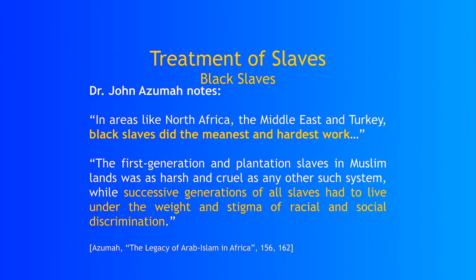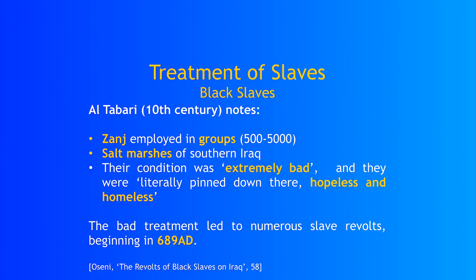Dr. John Azuma, again, the one we referred to, did his doctoral thesis on this very problem and mentions this. Let's go back and see what he says. And this is in his book, The Legacy of Arab Islam in Africa. In areas like North Africa, the Middle East, and Turkey, black slaves did the meanest and hardest work. The first generation and plantation slaves in Muslim lands was as harsh and cruel as any other such system, while successive generations of all slaves had to live under the weight and stigma of racial and social discrimination. So you can see the treatment of slaves was much worse for a black than it was for anybody else. And that could be possibly because of the reference that we have been going across. Now, Al-Tabari in the 10th century notes this.